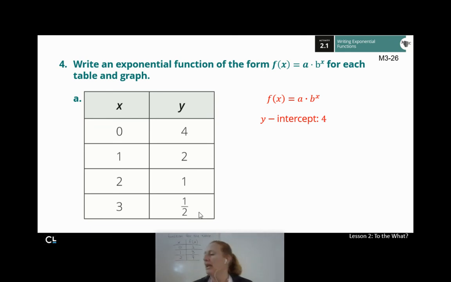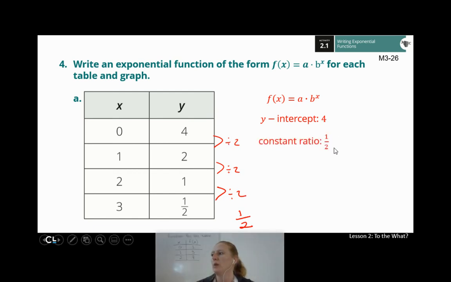Right? Do you see that? If you don't, maybe you saw it as divide by 2, divide by 2, divide by 2. And that's fine. But that means that your common ratio is going to be, you're going to multiply by a half. Instead of saying divide by 2, we want to multiply. So we'll say that we're multiplying by 1/2. So my constant ratio is 1/2.